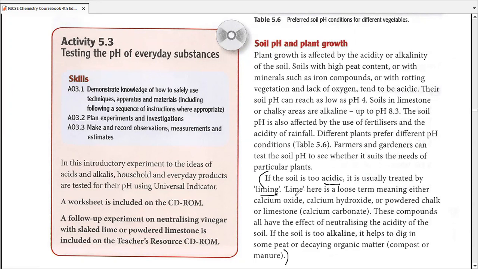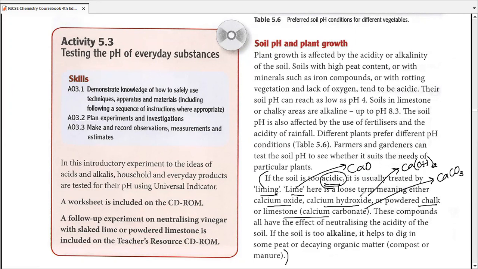What does the word liming mean? Lime is actually calcium oxide. It's a loose term. We are actually using calcium oxide, but in some parts of the world, they may use calcium hydroxide, which is Ca(OH)2, or they may use powdered chalk or limestone, calcium carbonate, which is CaCO3. Now, all of these compounds give alkalinity to the soil. This alkalinity can counteract the acid's effects, and these compounds neutralize the acidity of the soil.